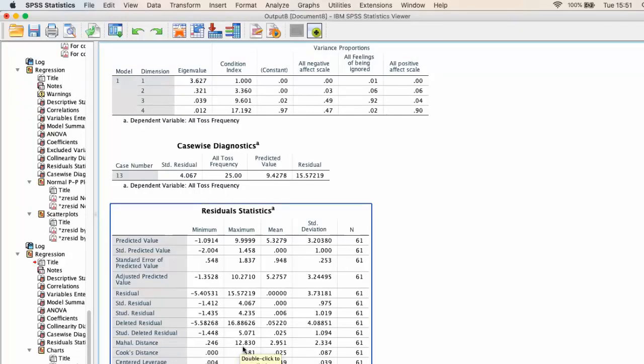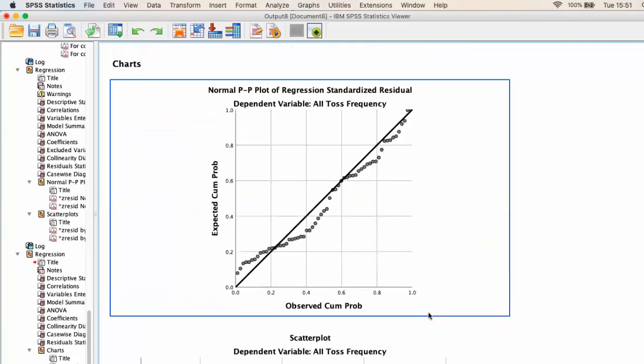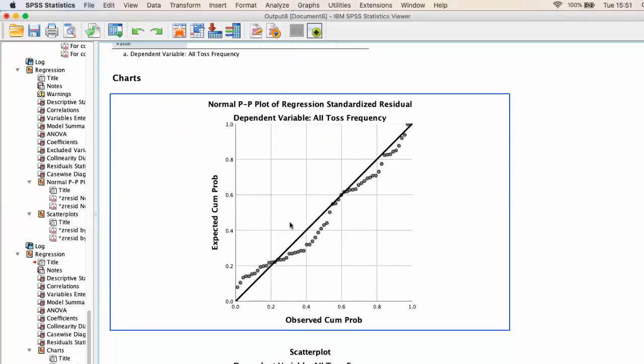You probably won't have to know all those specifics about those detailed numbers, but if you do, props to you. Then you got your linearity as well. This looks pretty linear. You could just mention the line graph and say, according to the normal PP plot of regression of standardized residuals, the assumption of linearity was met, or however you want to word that.